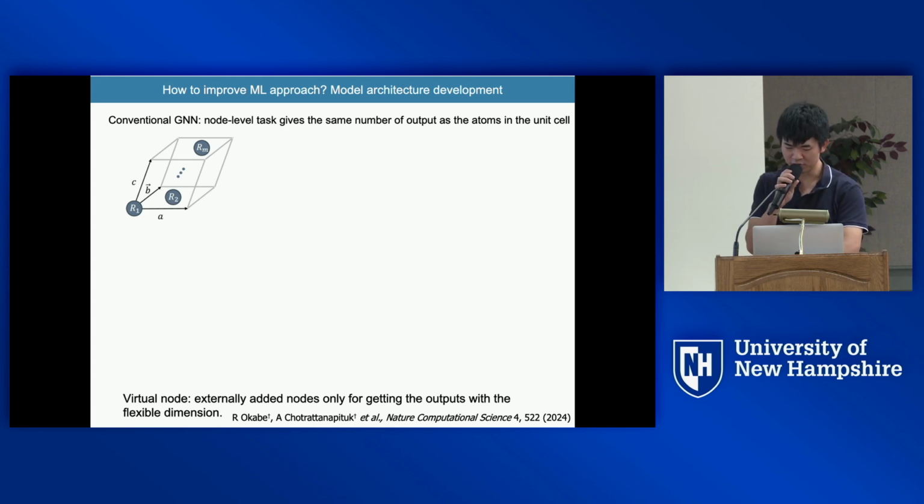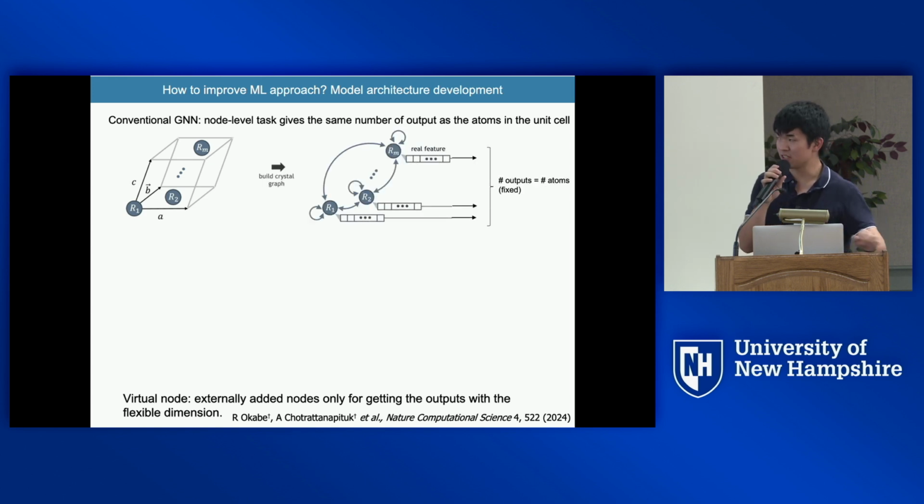To consider that approach, this is a very conventional GNN method. We regard each atom as a node and each atom interaction as an edge. Each atom has a node feature. By doing a method called graph convolution, we optimize this feature so that the output becomes the property we want.